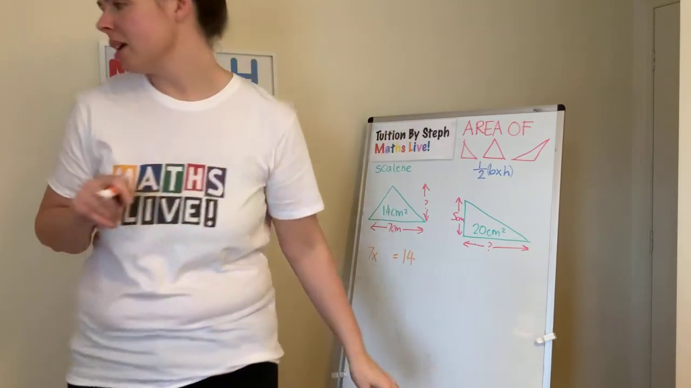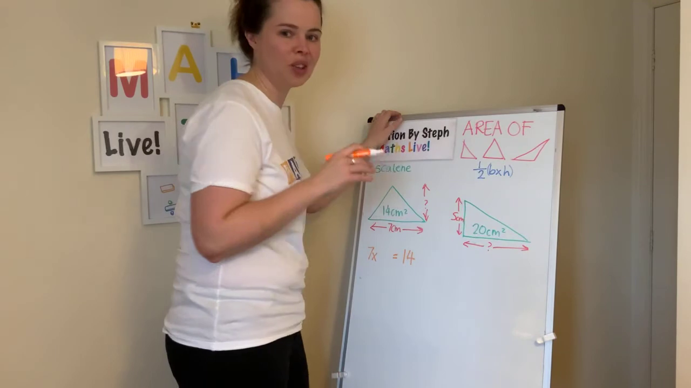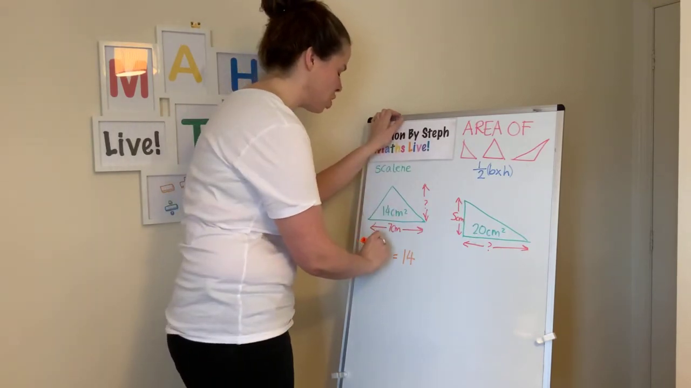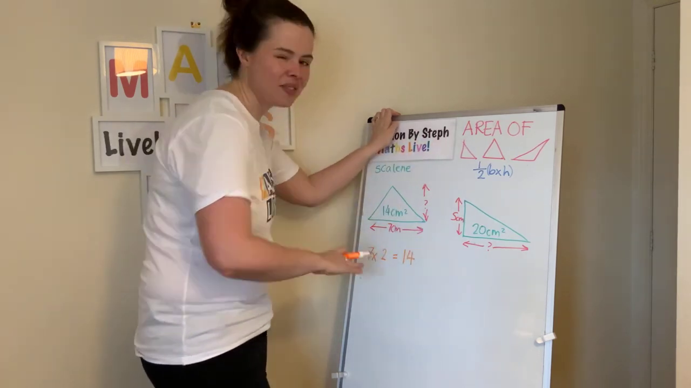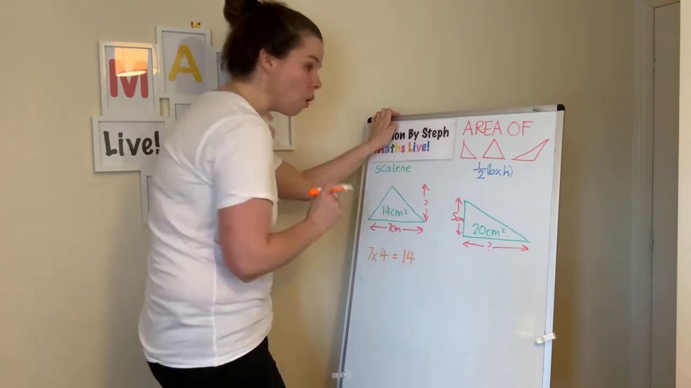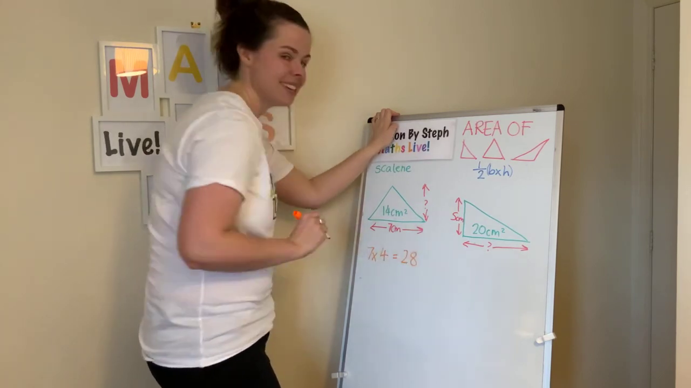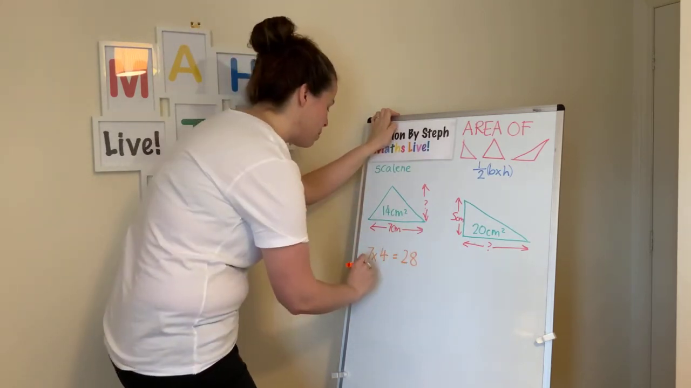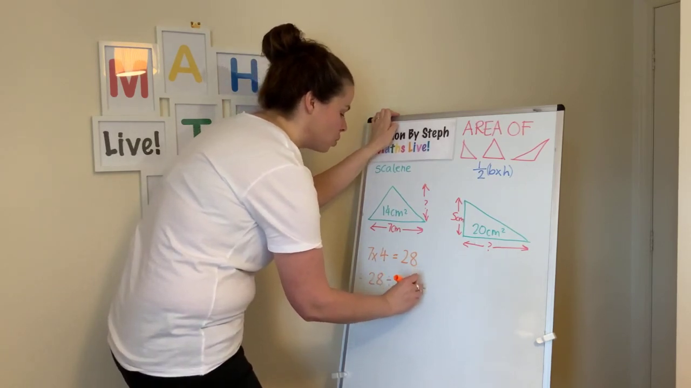I just want to check, because I've just realised some of you might have panicked and gone, hang on. Some people put 2, but 2 times 7 is 14, and if you then have to halve 14, which isn't the answer. So it's 7 times 4, which makes 28. Yeah, 7 times 4 is 28, and then when you halve 28, that makes 14.